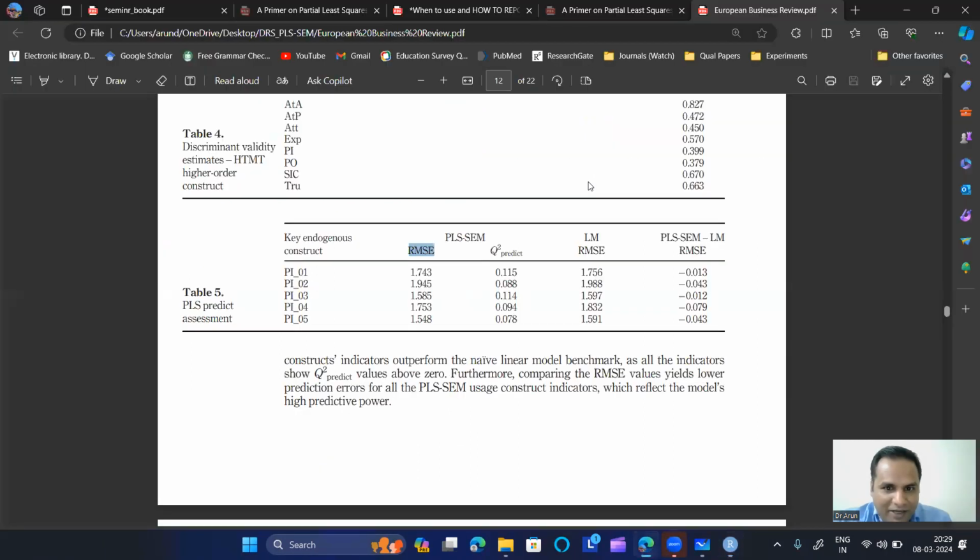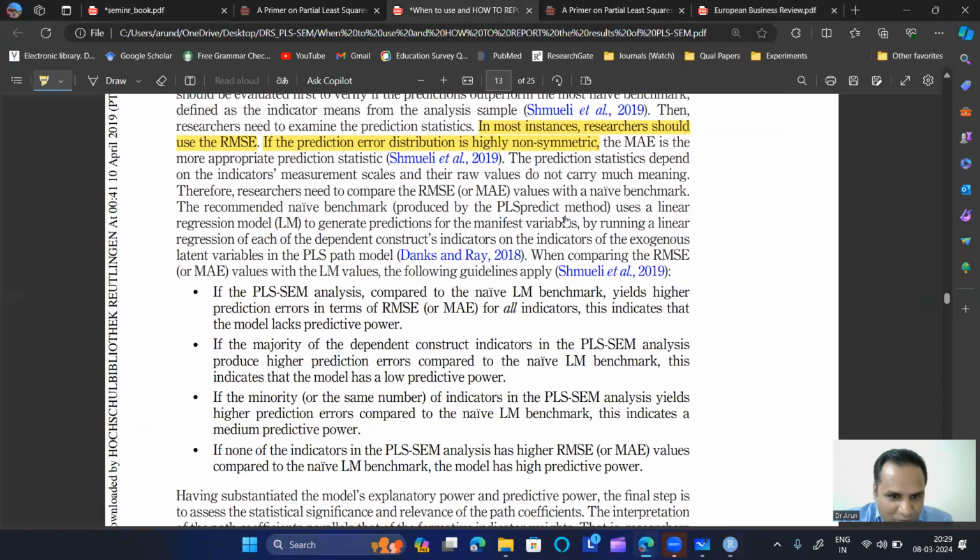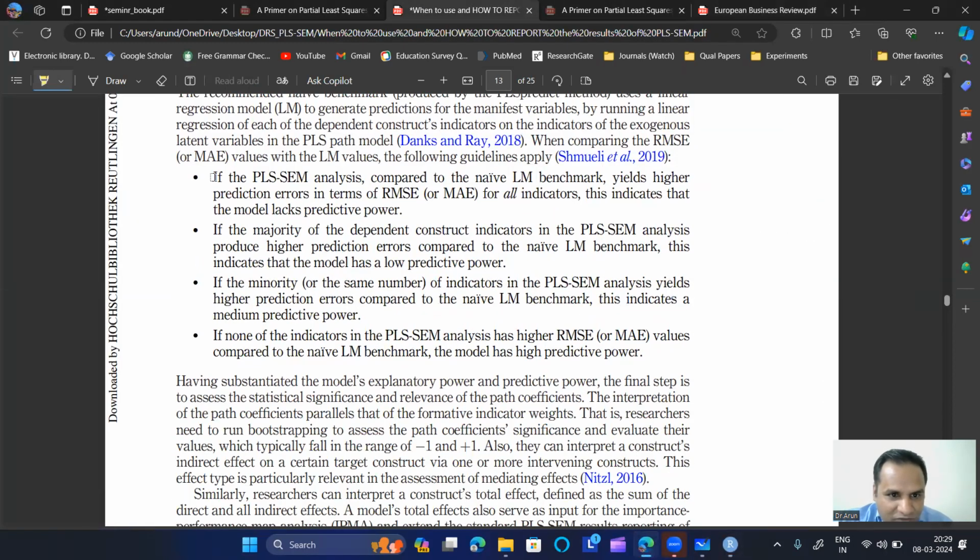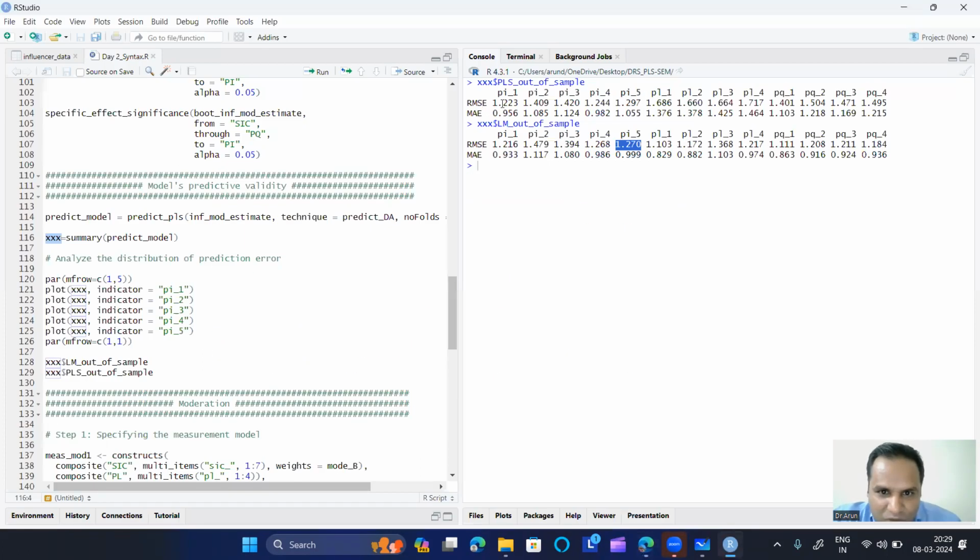Let me check. Am I correct? Let me check what it says about prediction. See, if the PLS analysis compared to the new LM benchmark yields higher prediction errors. So this should be higher. Sorry, I'm saying lower. This should be higher. This should be higher than this. I always make this confusion. So now you see we are winning.